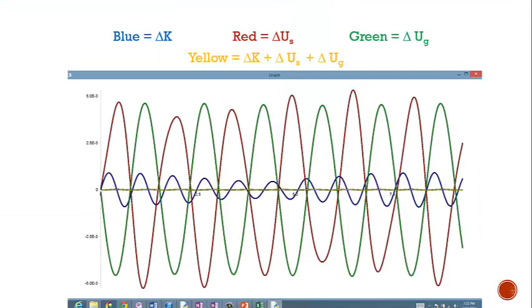Now we can also look more closely at the graph that Python produced. The blue line represents the change in kinetic energy, and it oscillates twice as fast as the red and green. The red represents the change in potential energy of the spring, and the green represents the change in potential energy of gravity. These two have the same period of oscillation. And finally, the yellow is all the energy summed together, which stays at 0 the entire time.